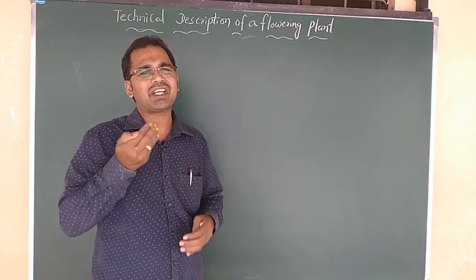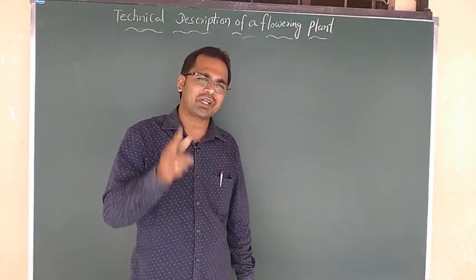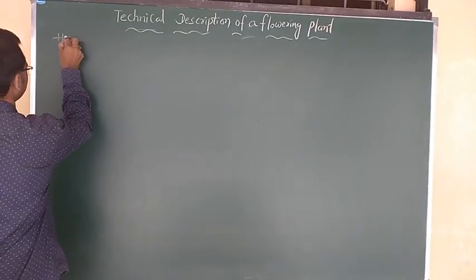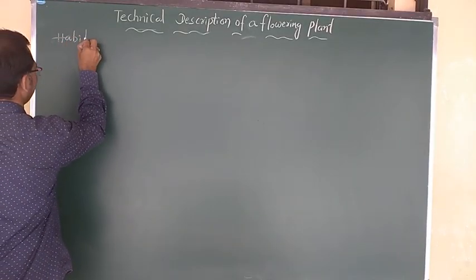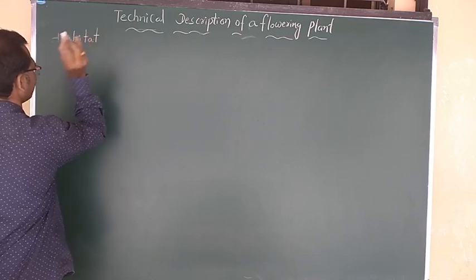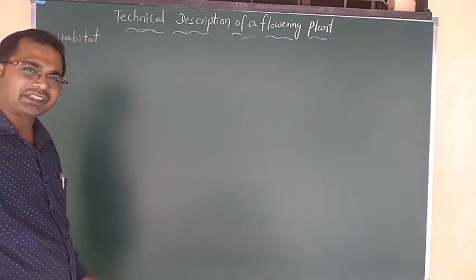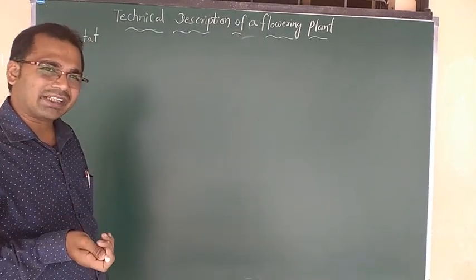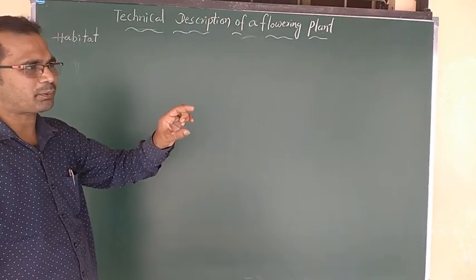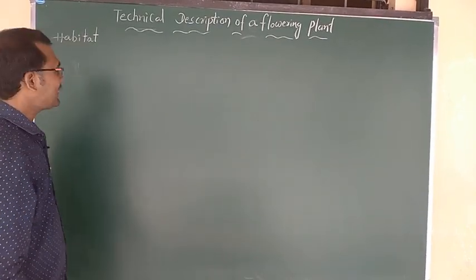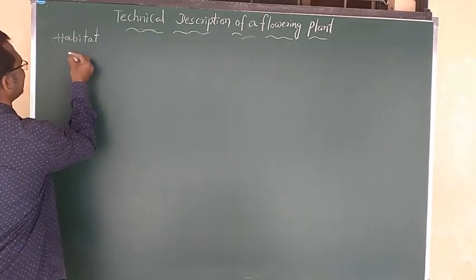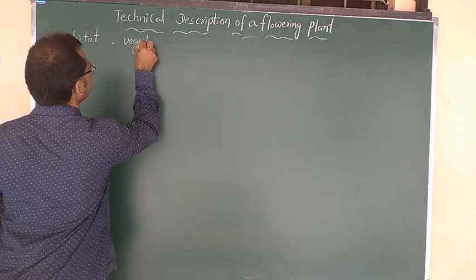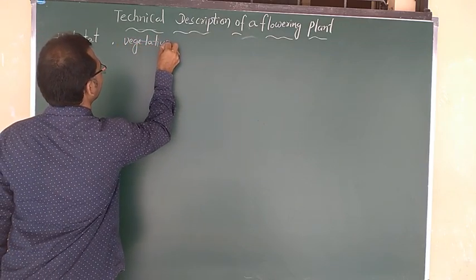What characters are we considering for the description of a flowering plant? The first is habitat. Where is that plant present, where is it growing, what area: aquatic, terrestrial. That is the first point we are considering. The second one we are considering is called vegetative characters.